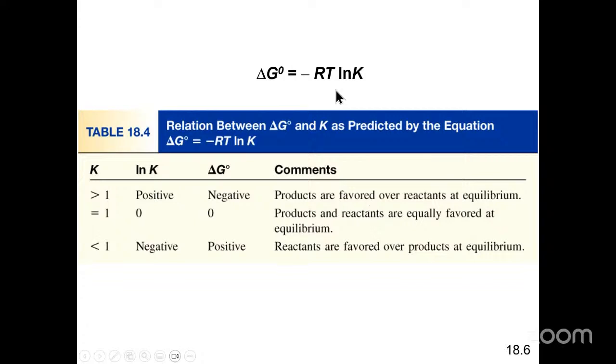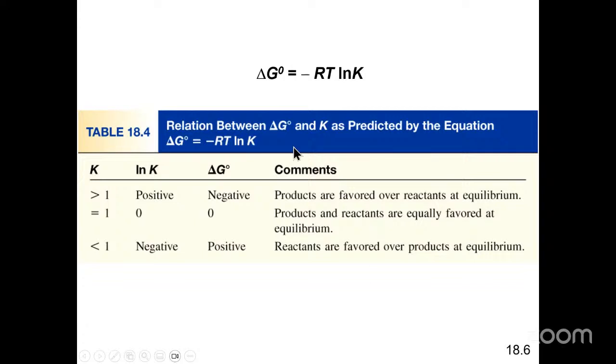Now, if K is equal to 1, we all know that ln 1 is equal to 0, which means that the free energy will be equal to 0. So that's why it says here, ln K is 0, free energy is 0, which means that in that particular case, the products and reactants are equally favored at equilibrium.